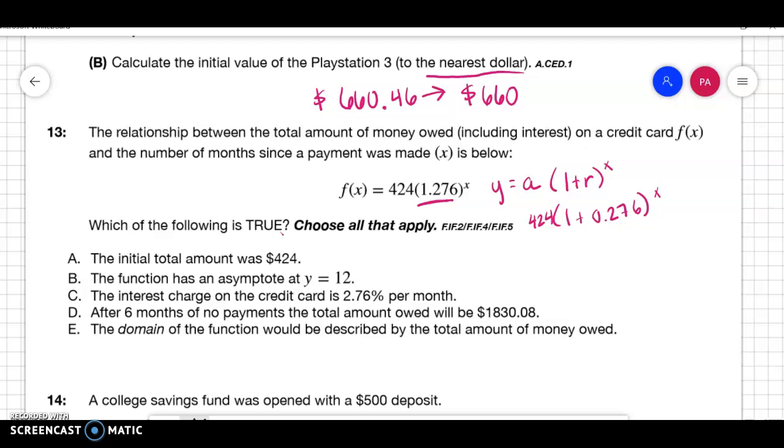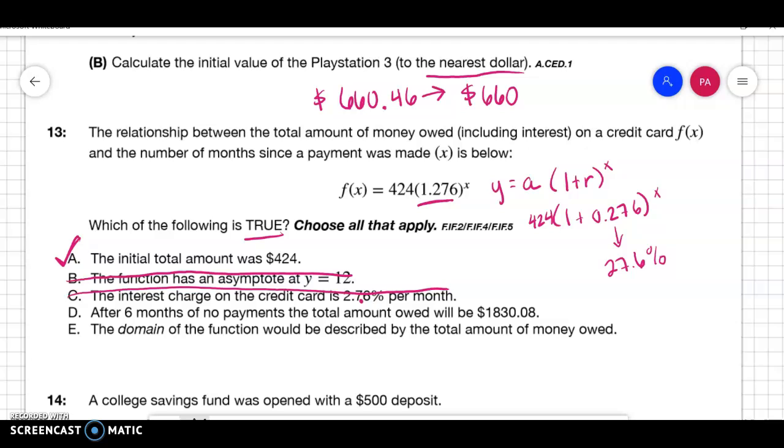So it says choose which ones are true. The initial amount with 424, yes, that is true. It's in the A position. The function has an asymptote at 12. No, I'm not even sure where we would get that from if that was a selection, so no. The interest charge on the credit card is 2.76%. No, if we were to change that into a percent, multiply it by 100, it's actually 27.6%. So if that decimal had been here, that would be correct, but it was off by a place value.